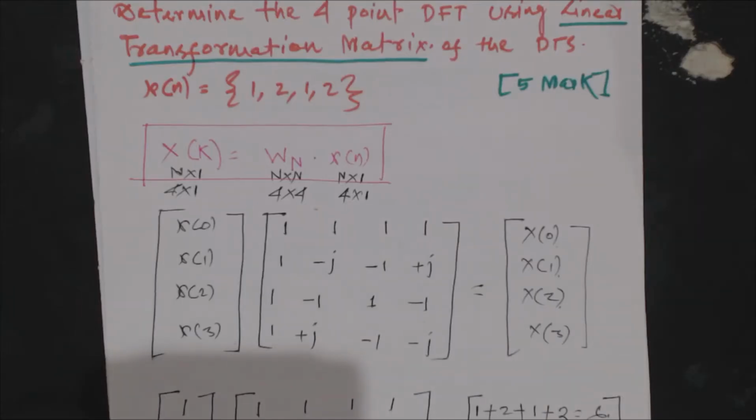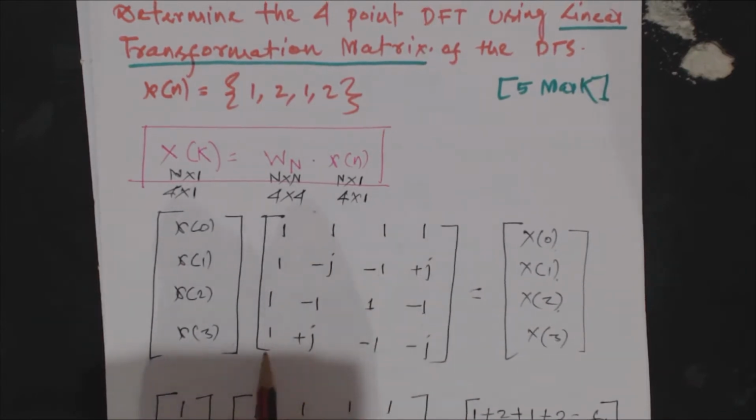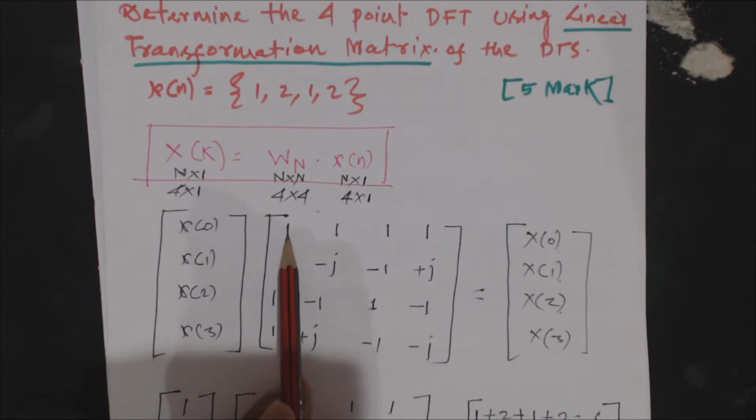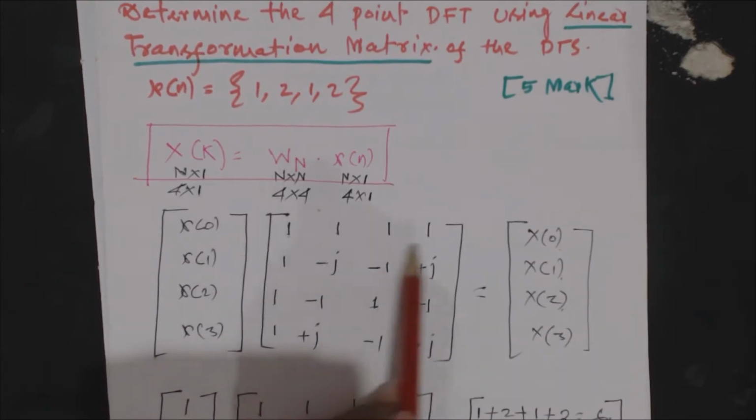Hello everyone. In the previous lecture we discussed the 4-point linear transformation matrix, and we also solved one numerical based on it. We even discussed a shortcut method to remember this matrix, as we know that the first row and first column are always equal to 1 because W4 to the power 0 is equal to 1.